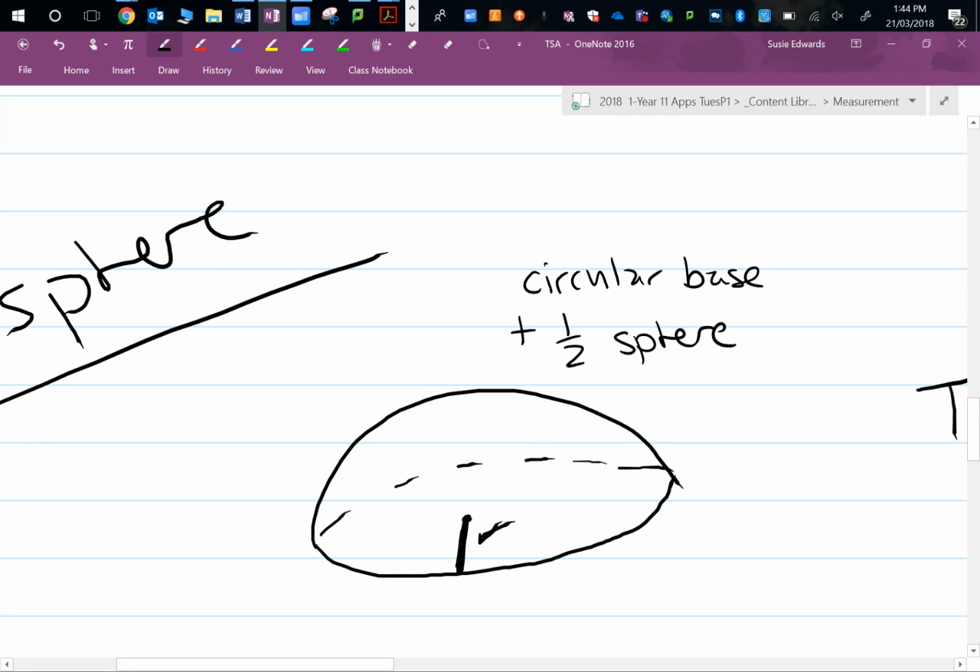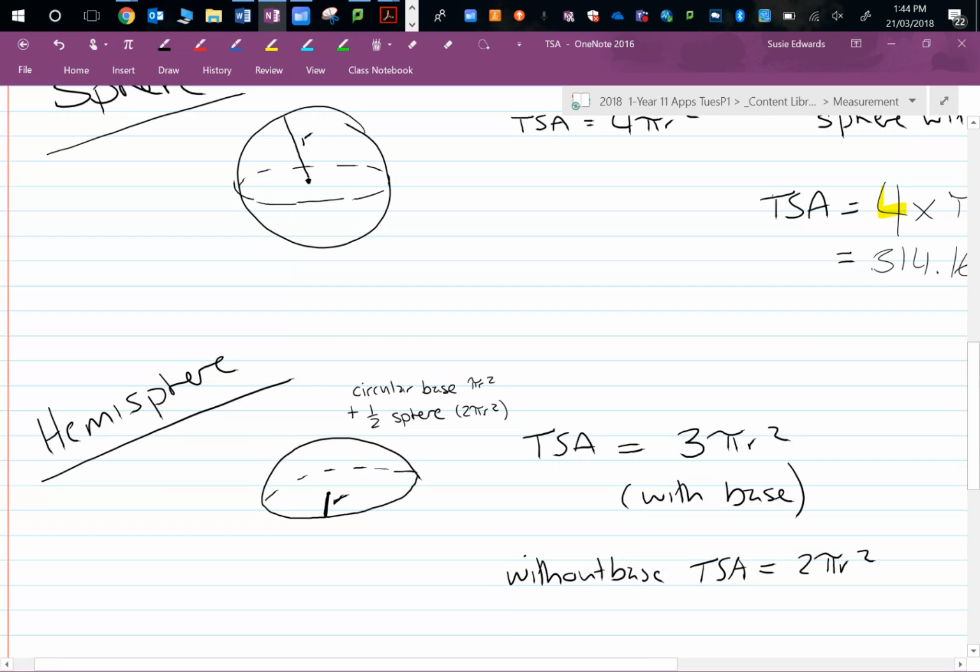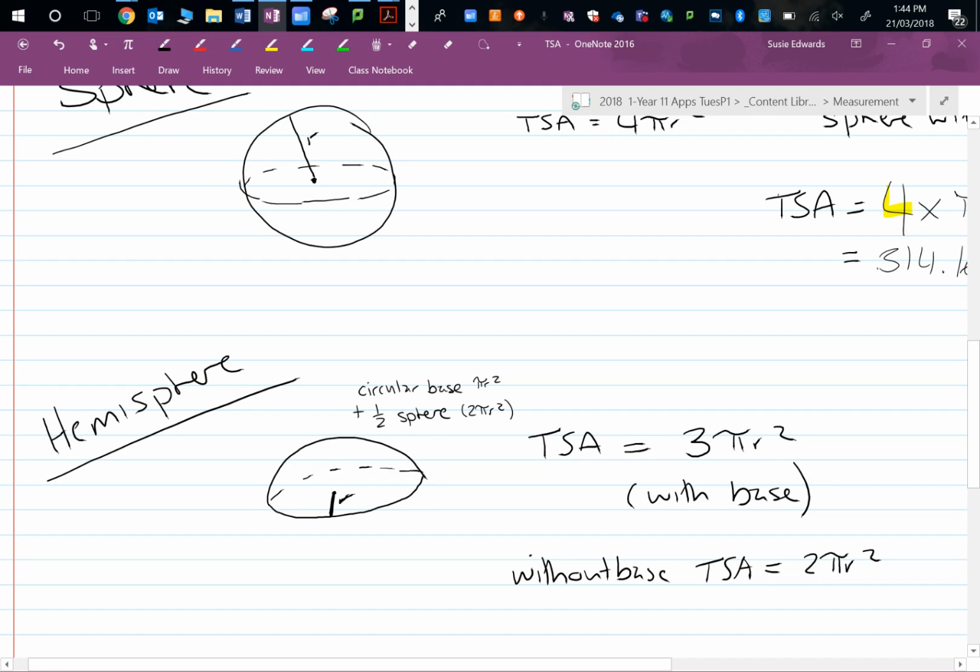So what was the formula for a whole sphere? 4 pi r squared. So half of it, how many would it be? So this would be 2 pi r squared. And then how would we find the area of a circular base? Area of a circle, which is? Okay, so if I've got pi r squared plus 2 pi r squared, what would my formula be? 3 pi r squared. So a hemisphere with a base is 3 pi r squared.